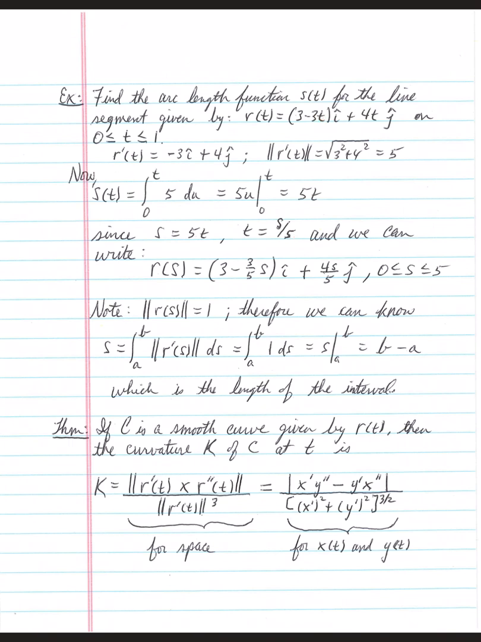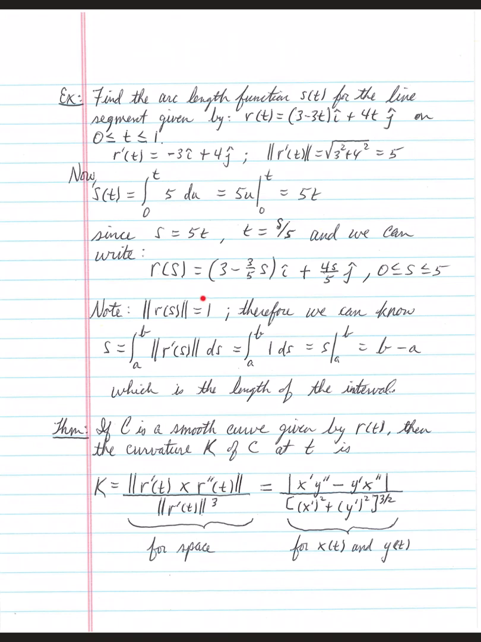Go back to the original function, replace the t's with s over 5. You'll get 3 minus 3 times s over 5 i plus 4 times s over 5 for the j component. Now if t goes from 0 to 1, 5 times 0 is 0, 5 times 1 is 5. You have a new interval for s.